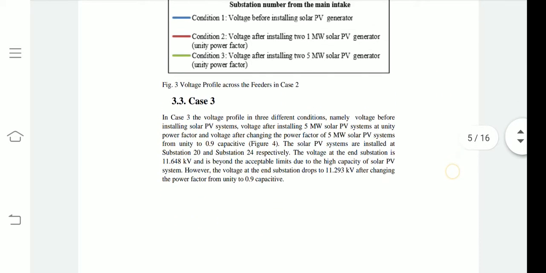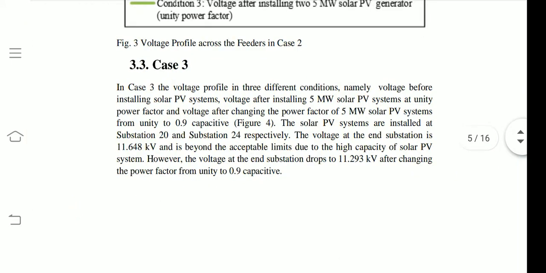Case 3. In case 3, the voltage profile is shown for 3 different conditions, namely voltage before installing a solar PV system, voltage after installing a 5 megawatt solar PV system at unity power factor, and voltage after changing the power factor of the 5 megawatt solar PV system from unity to 0.9 capacitive.